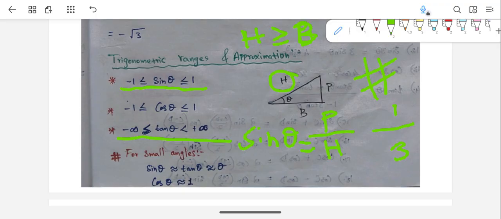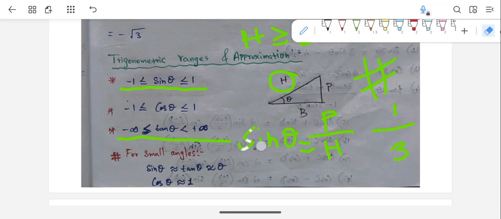So when it comes to cos theta, what happens? The fraction alone changes, right? So P by H will become B by H, and here also H is the larger one and it is in the denominator, right? So again it is the same. Cos theta is also B by H, and again H is the larger value, and that's why it ranges between -1 and +1, right? This is the simple thing, guys. And there is another important thing.